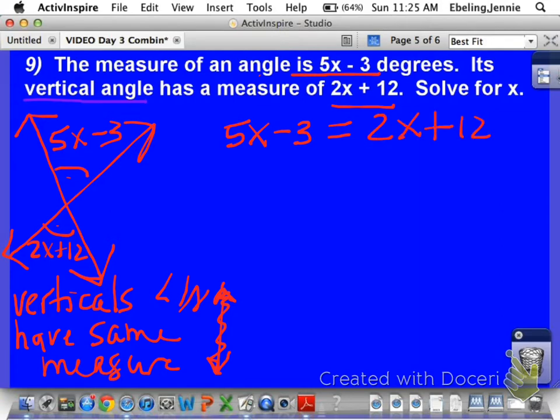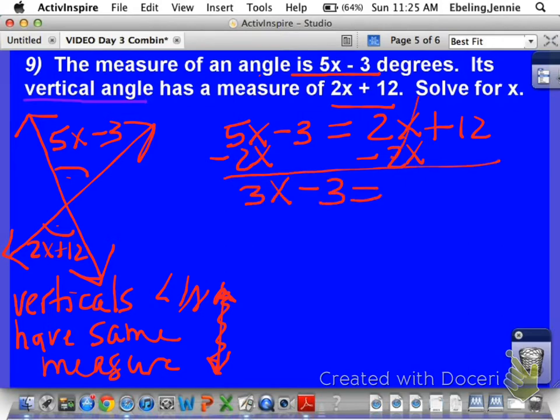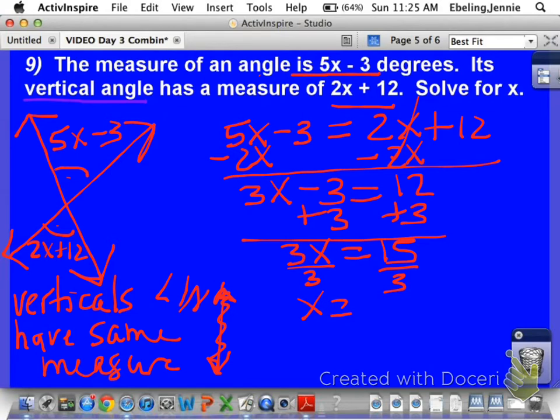And when I set that equation up, I have variables on both sides of the equal sign. So I move the smaller one, which is the 2x. So I'm going to subtract 2x from both sides. I get 3x minus 3 is equal to, those x's cancel, and then 12. Add my 3. 3x is equal to 15, divide by 3, x is equal to 5. Let me go back and see what they wanted me to do. They wanted me to solve for x. Did I solve for x? Yes. So what you need to know to do this problem is that vertical angles have the same measure. Then you just set the algebraic expressions equal to one another.